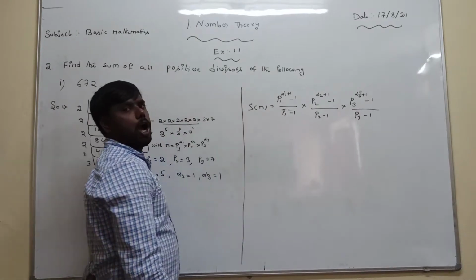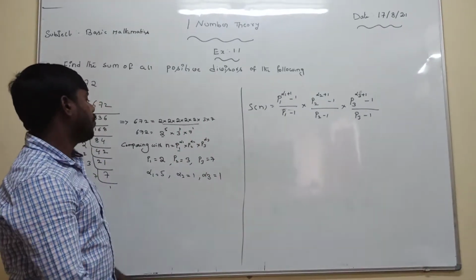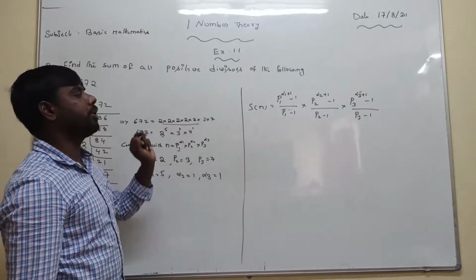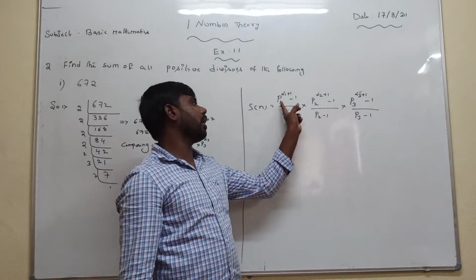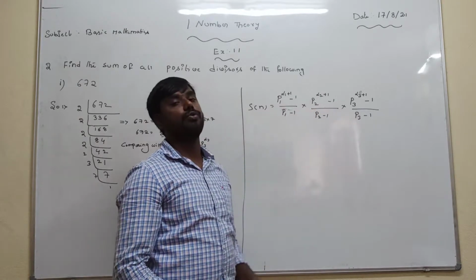How many values are we getting? You can write only so many values. We are getting P1 value, P2 value, P3 value. That's why I am writing up to P1, up to P3 only. Now substitute the values in this formula.